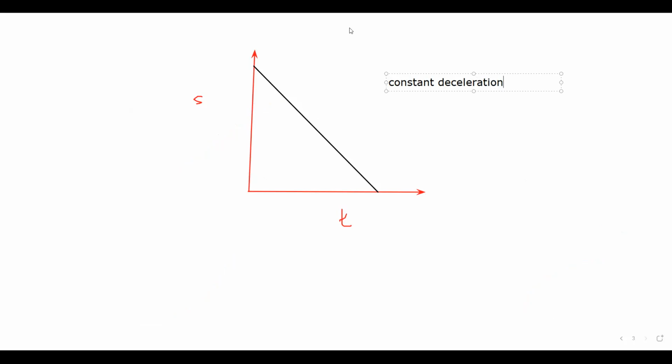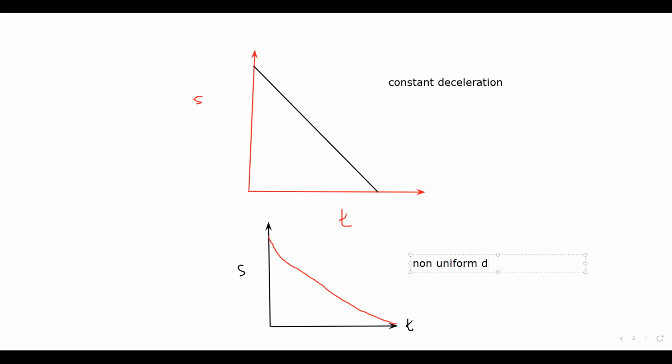And if the line is not a straight line, the slope is continuously changing, so we can say non-uniform deceleration. So non-uniform deceleration or not a constant deceleration. These are the graphs which you have to keep in mind.